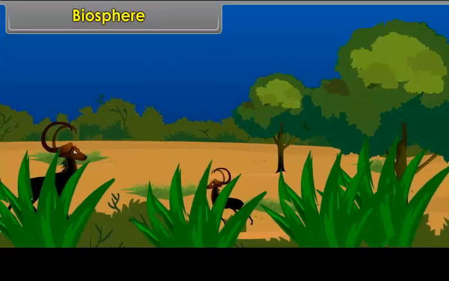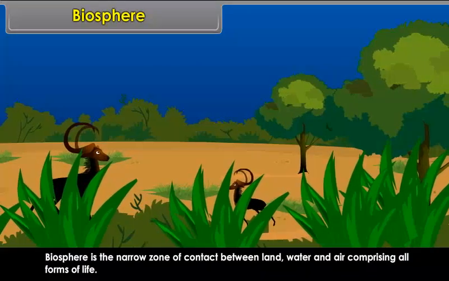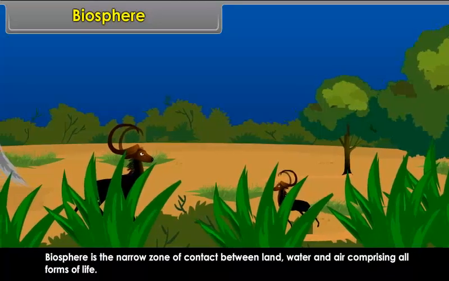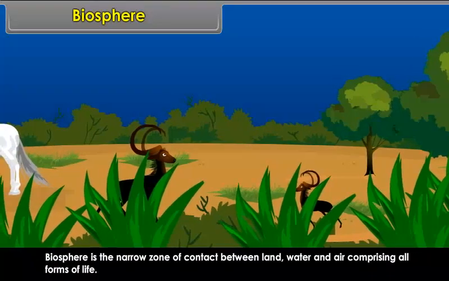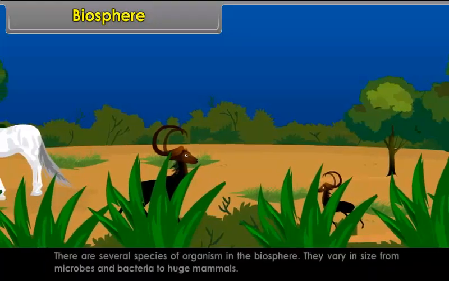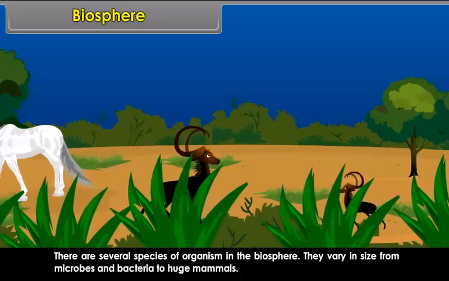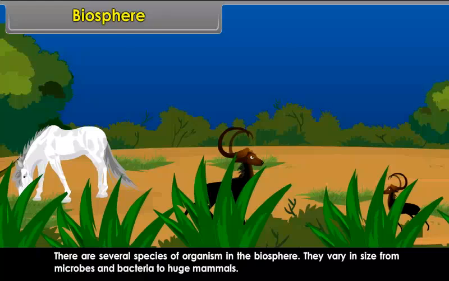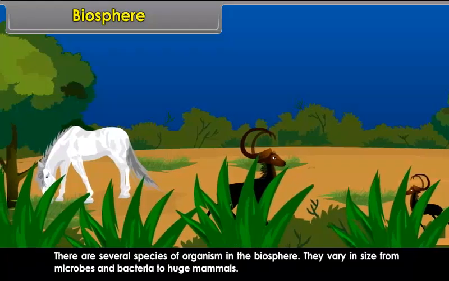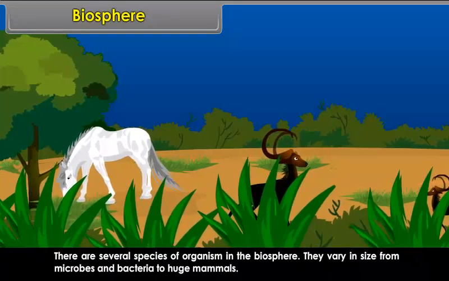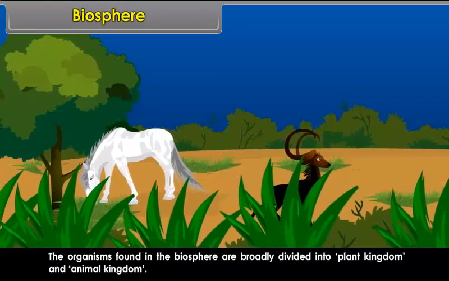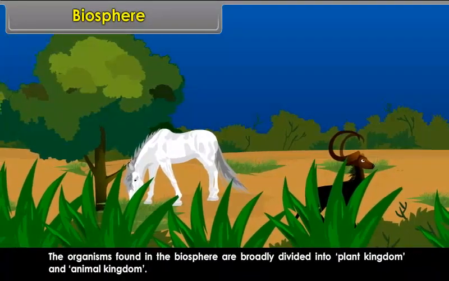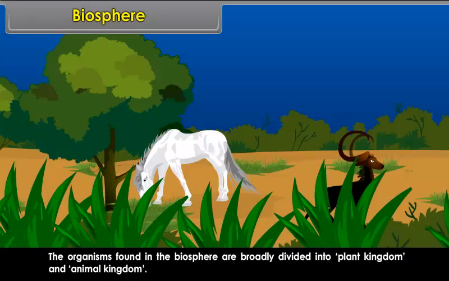Biosphere. Biosphere is the narrow zone of contact between land, water and air comprising all forms of life. There are several species of organism in the biosphere. They vary in size from microbes and bacteria to huge mammals. The organisms found in the biosphere are broadly divided into plant kingdom and animal kingdom.